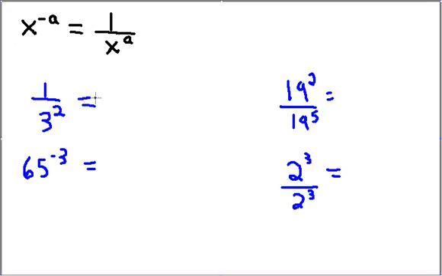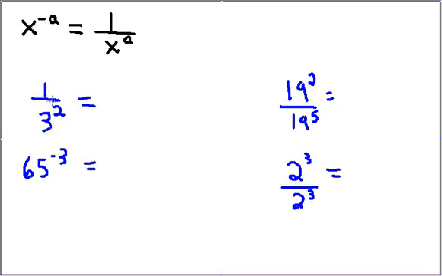Rewriting this then as a statement, x to the minus a power is going to be the same thing as 1 over x to the a power. Now, what do we mean by that? Well, let's take a look at some examples here.